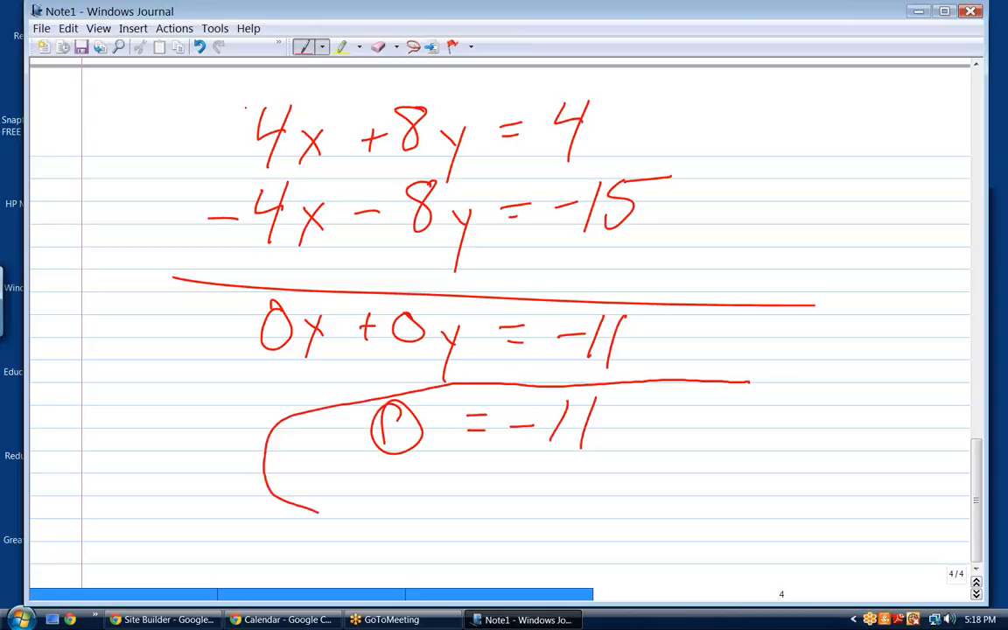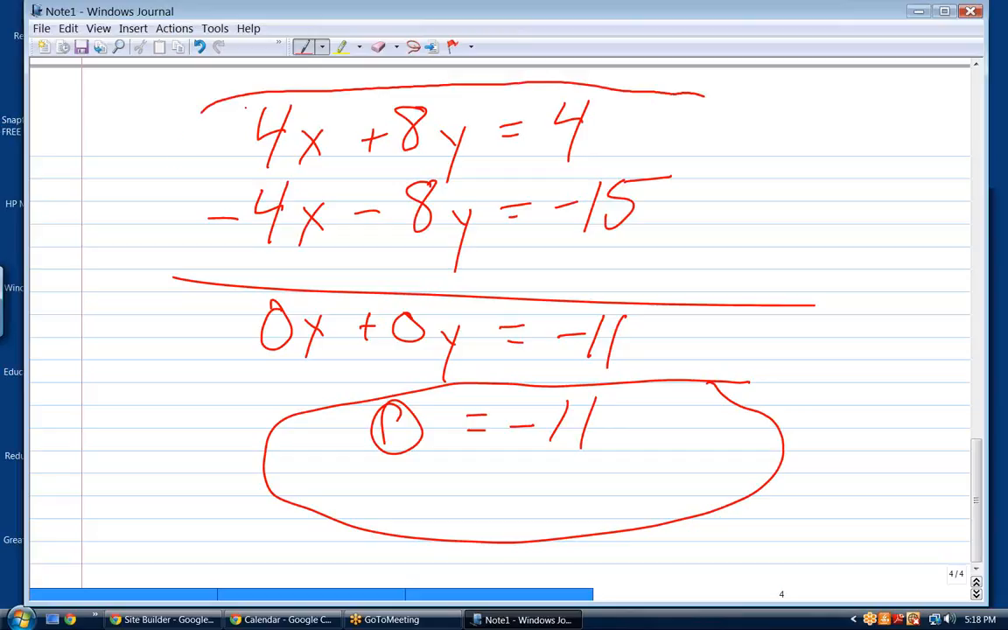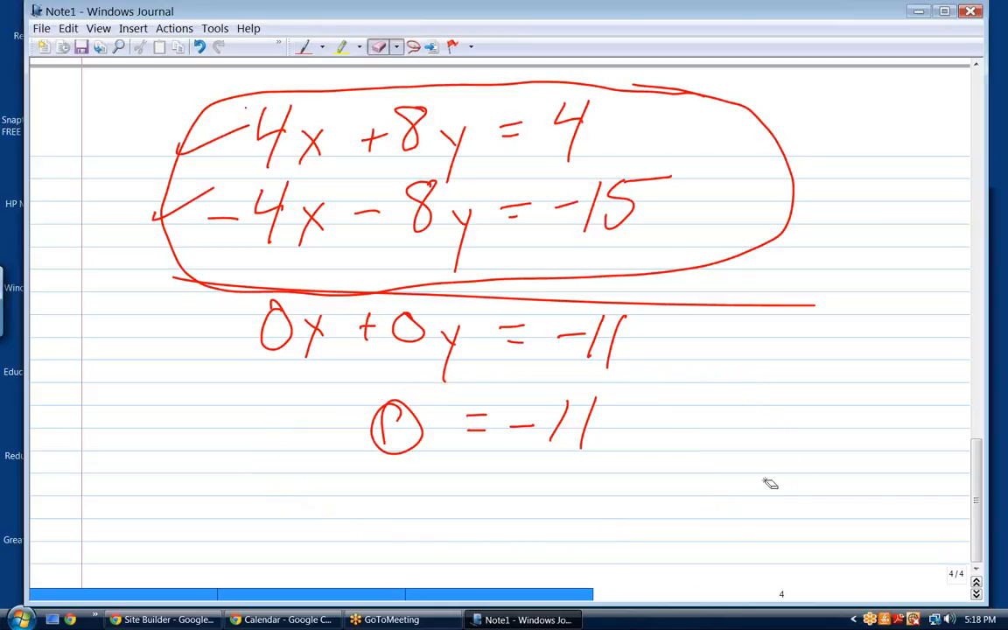When you see a solution like that, that's an impossibility, and it means that there is no solution. There is no value of x and y that makes that true. In other words, these two equations are not consistent with one another, and they're not solvable. There is no solution. It is impossible to have both of these be true. So when you get an answer like that, that's what it means. Okay.